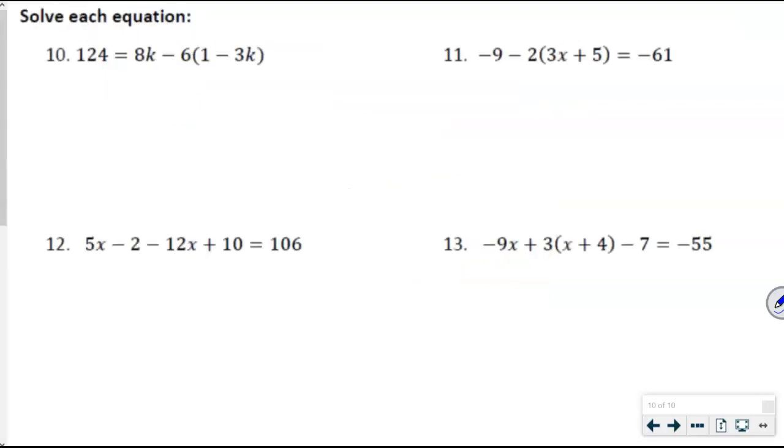Okay, and looking at these ones, 10 through 13, they get a little bit more tough. You just have a few more steps. I want you to be careful with number 11.